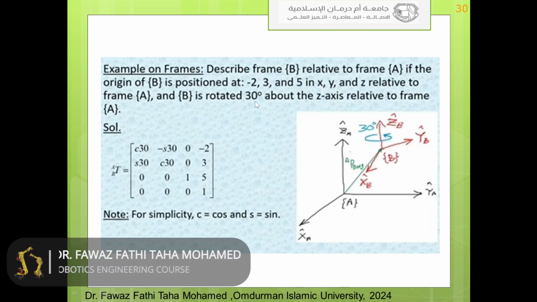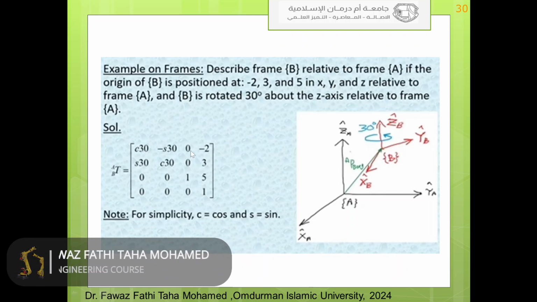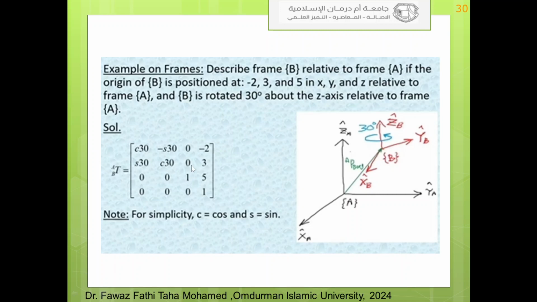And B is rotated 30 degrees above the axis, and here this is the rotation matrix, this 3 by 3 matrix. In order to simplify and minimize the size of writing here, we will replace any cosine with C and any sine with S.